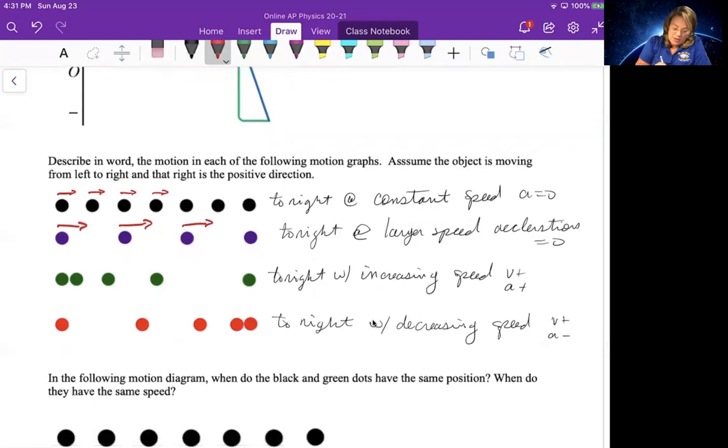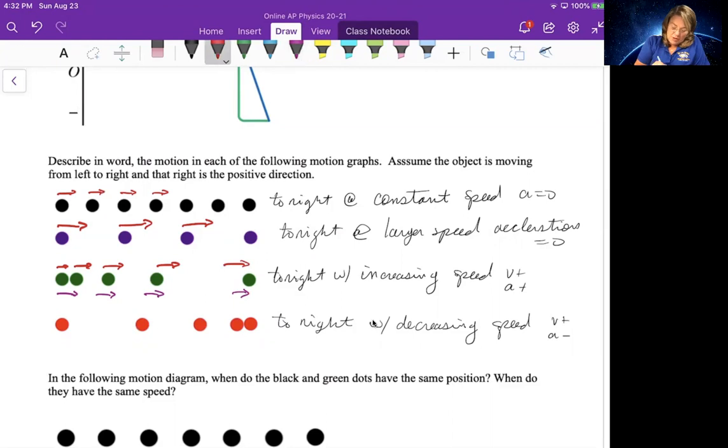This green one actually has a small velocity vector, then it gets larger, and then it's just continuing to increase. And because I do have a change in velocity, I have an acceleration vector. And so it is moving to the right with increasing speed. Velocity, you notice, is positive, acceleration is positive.